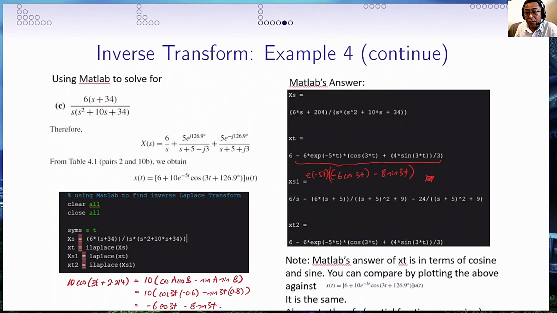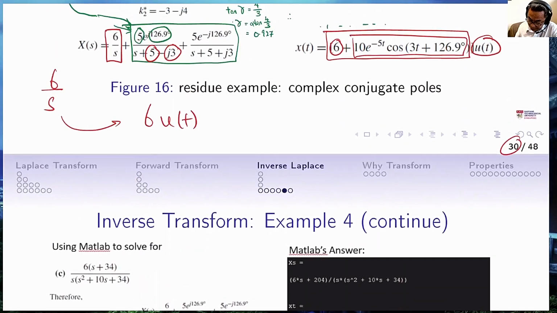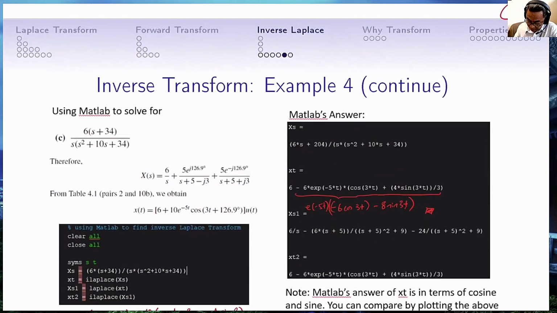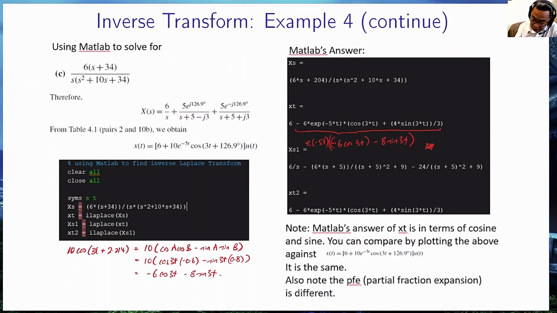We'll now continue with example 4. In this example, in our previous slide, we saw that x(t) was found to be this equation here: 6 plus 10e^(-5t) cosine(3t plus 126.9 degrees) with a unit step. Now, we can use MATLAB to solve for the same problem.